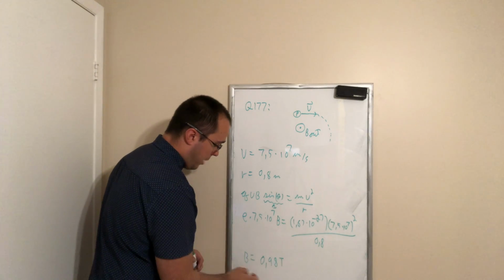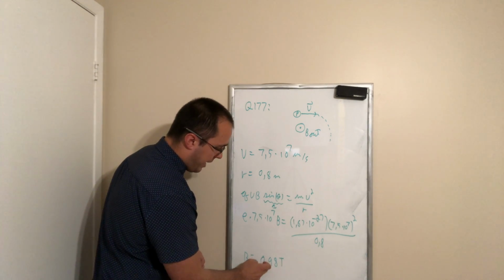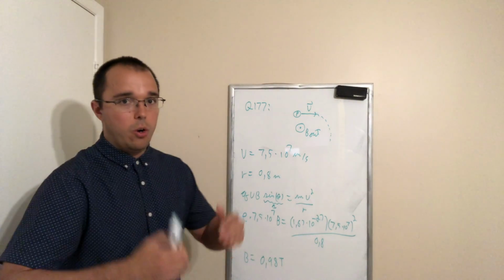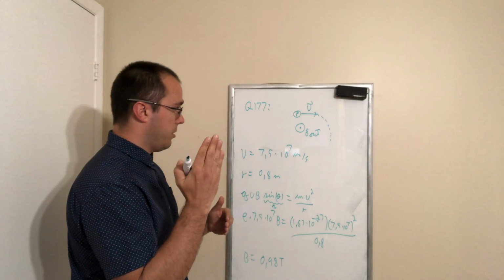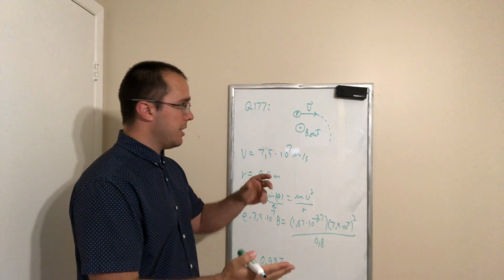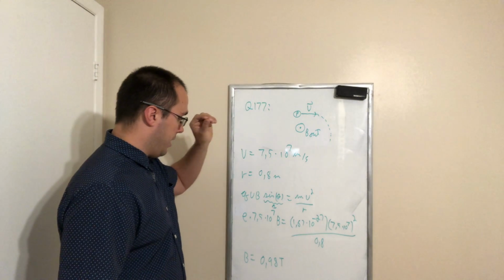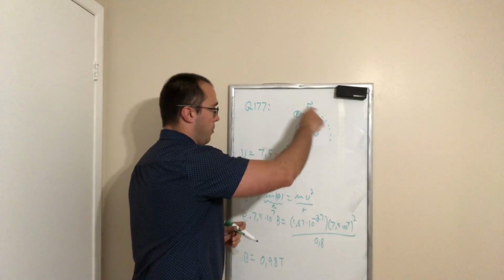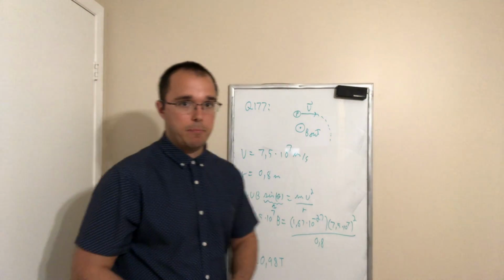So we input all the values, isolate B, and we get a magnetic field of 0.98 Tesla. So if we have a magnetic field perpendicular to the velocity of the proton, we will have a circular motion.